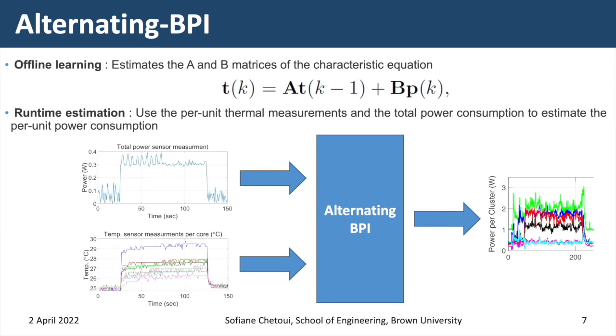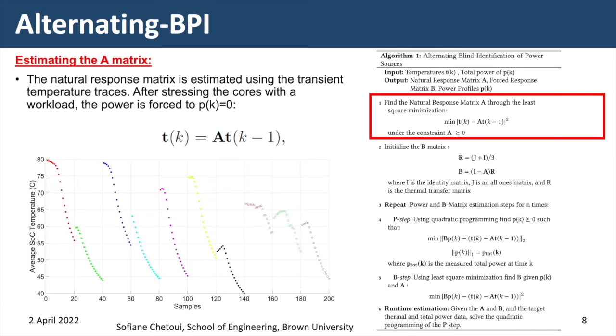So as shown in this figure, on the left side, the inputs of the alternating BPI would be the total power measurements or the total power consumption of the different units, and the per sensor temperature measurements for each one of the cores, and then it outputs the power per core for each one of the temperature measurements that we have given as input. Start by estimating the A matrix, which represents the natural response matrix.